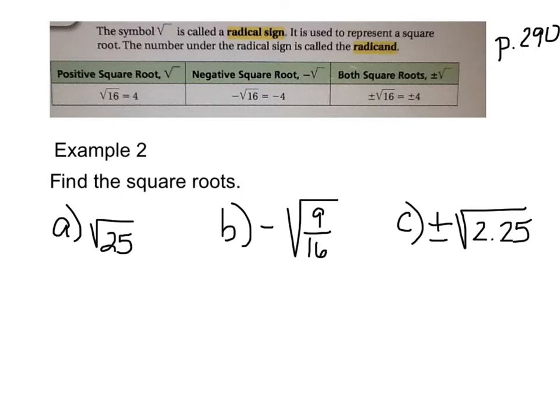Example number 2, find the square roots. In A, we have the square root of 25. Since that's positive, as you can see up here from our chart, my answer is 5.